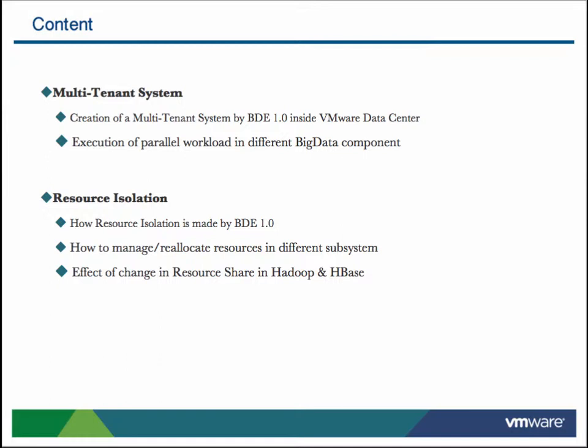And we can see how execution of parallel workloads can be done in different big data components like Hadoop, HBase, and those. In the second part of the video, we will see how resource isolation is made by Big Data Extension, and for these different big data components, how we can manage and reallocate resources to a different subsystem. And after changing those resource allocations, we can see the effect of resource share in different big data components like Hadoop and HBase systems.